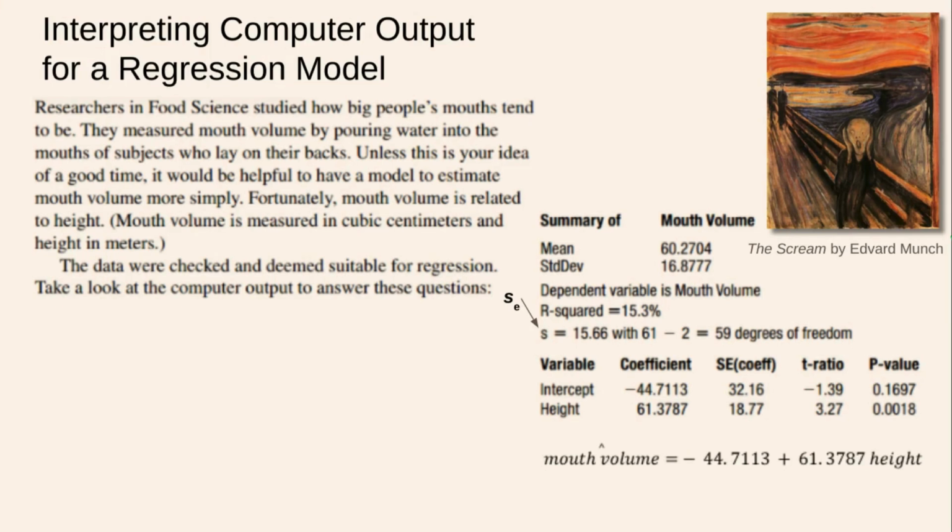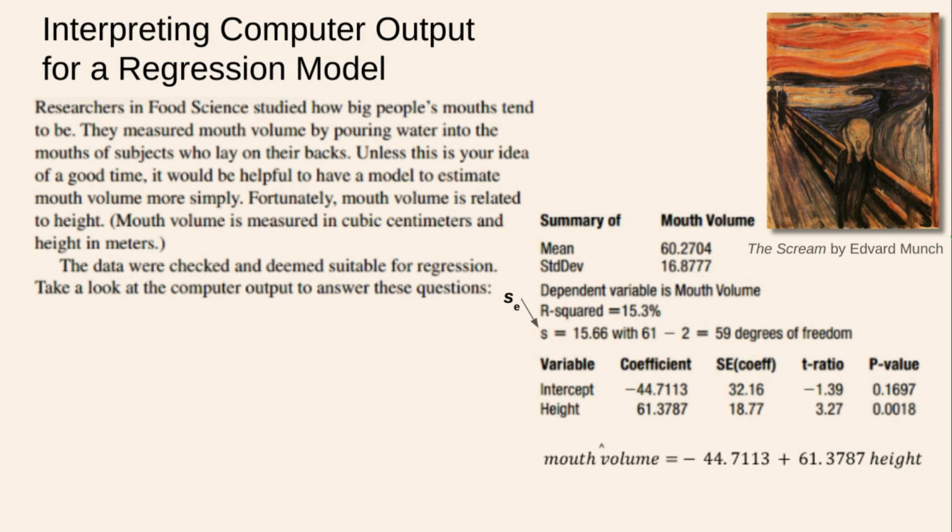Welcome back, AP Stat. This is more or less an addendum to Chapter 26. We're going to be talking about how to interpret computer output for a regression model and answer a couple of questions about regression models given computer output.